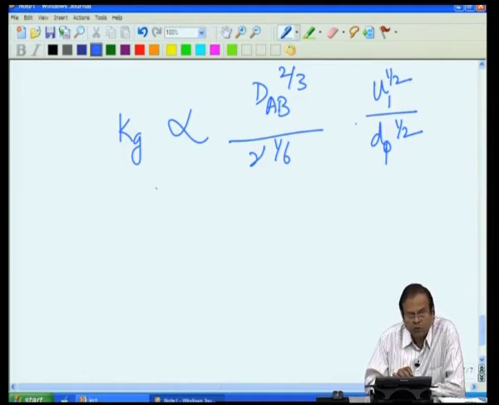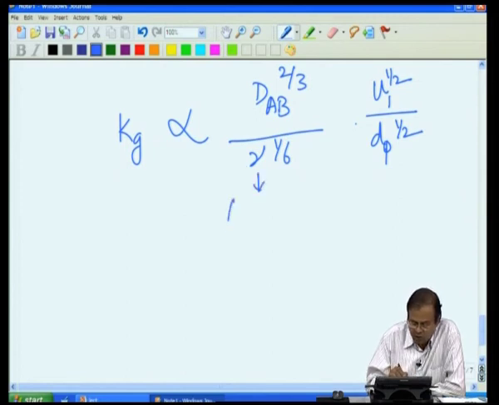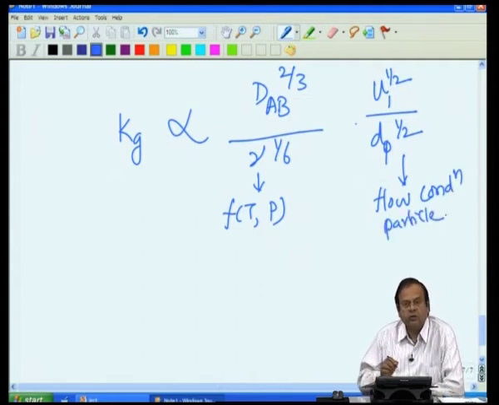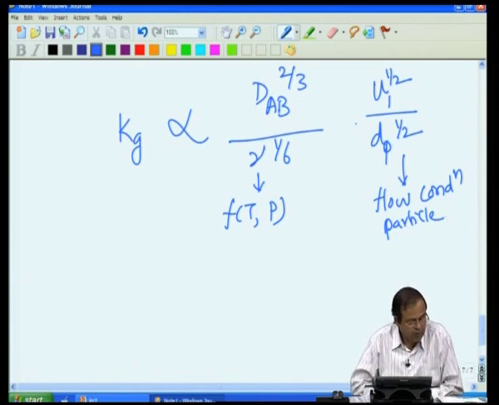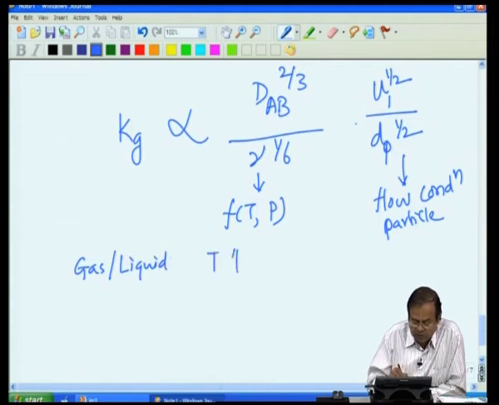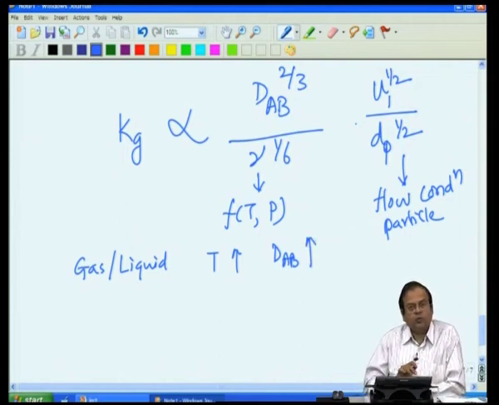Now, mass transfer coefficient Kg, kinematic viscosity is mu by rho. So, these are a function of temperature and pressure, whereas these are the properties of flow conditions, the velocity as well as the particle size. So, for example, what happens for gases and liquids as we increase the temperature? As temperature increases, DAB increases. So, the mass transfer coefficient will increase in value.